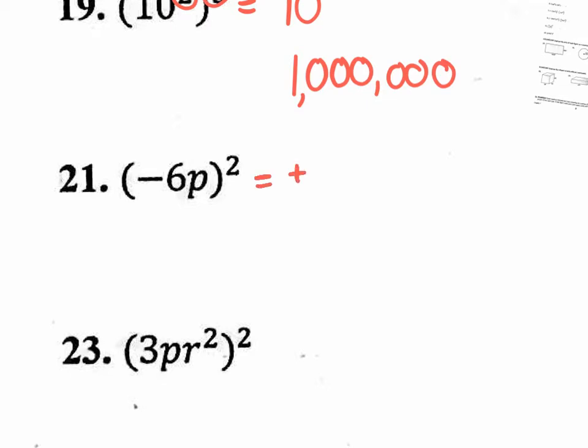And all I need to do now is actually distribute the square, put it on the 6. You'll end up with 6 squared. The 2, put it on the P. You're going to end up with P squared. So your final answer is positive 36 P squared.